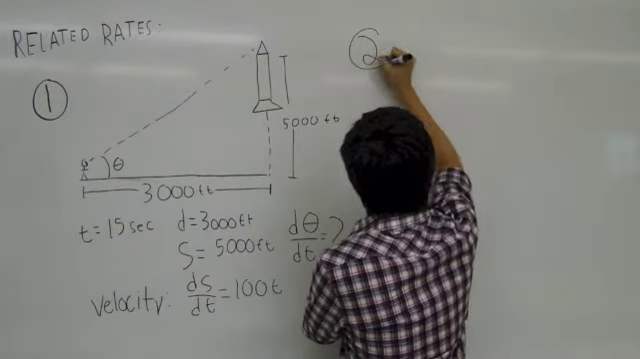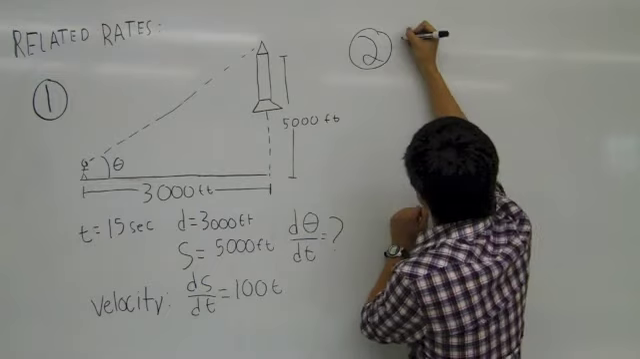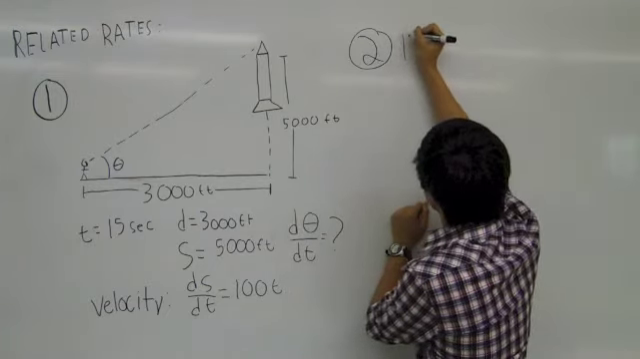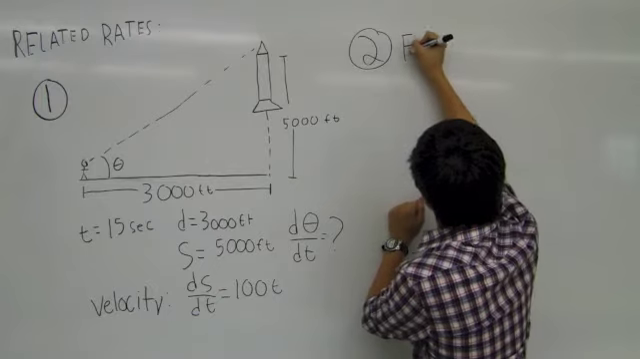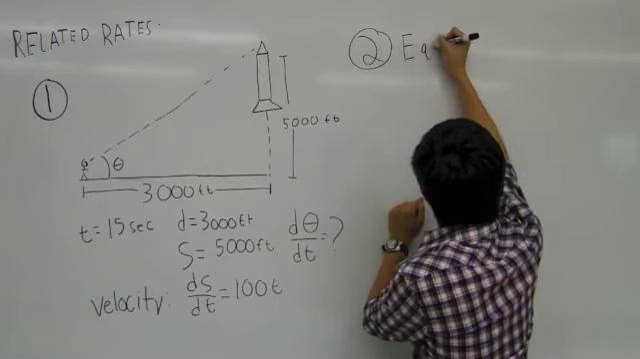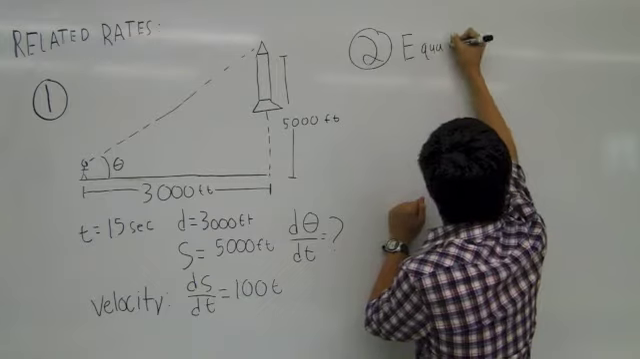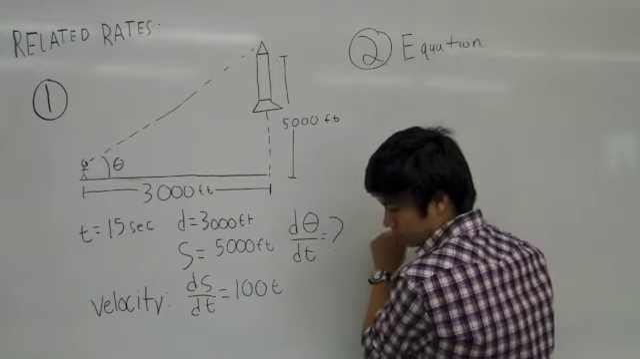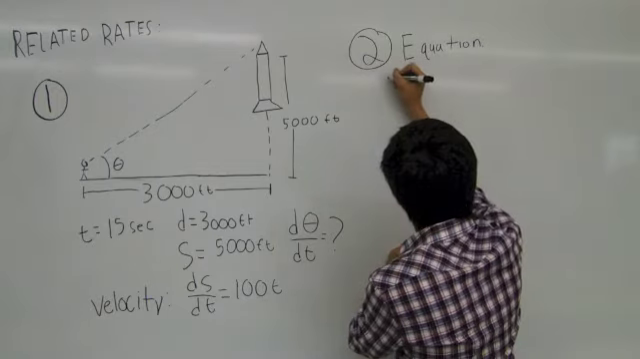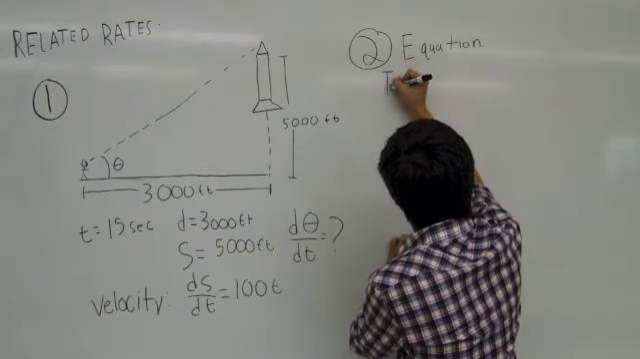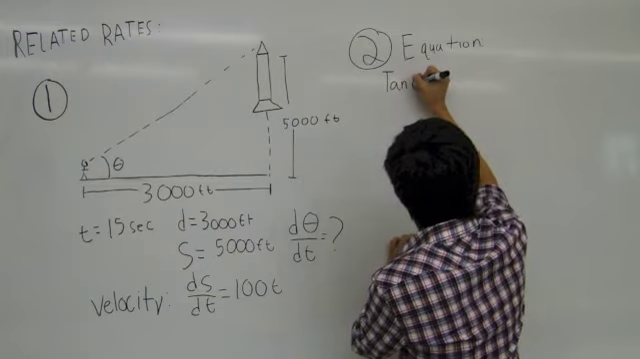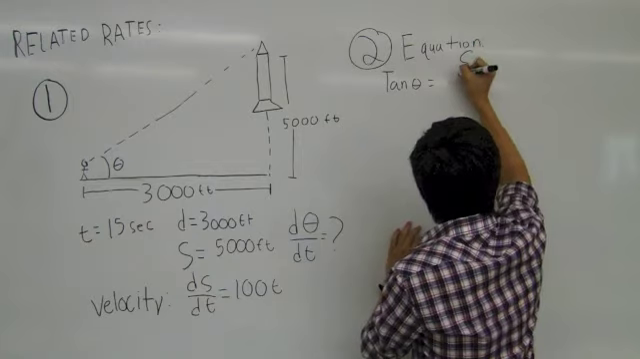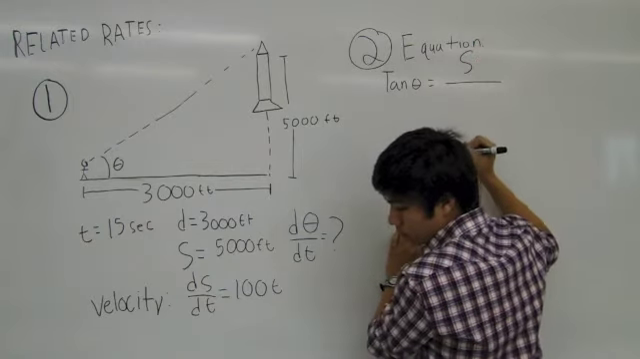Alright, on to step 2, the equation. What we have are the two legs of a right triangle, and we're trying to relate them to an angle of the triangle. So we're going to use tangent, because tangent is the opposite leg length over the adjacent leg length, or in this case, side S over side D.